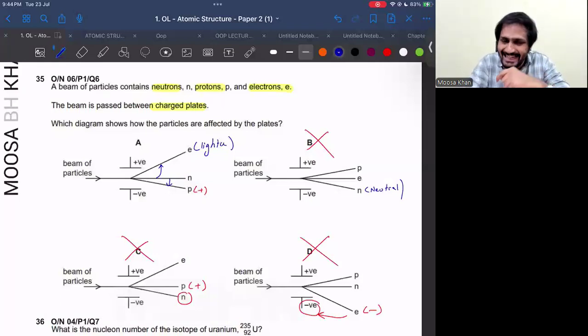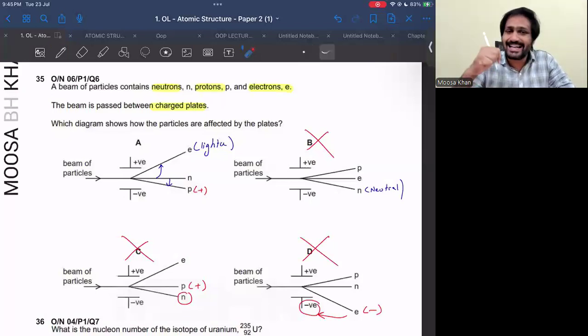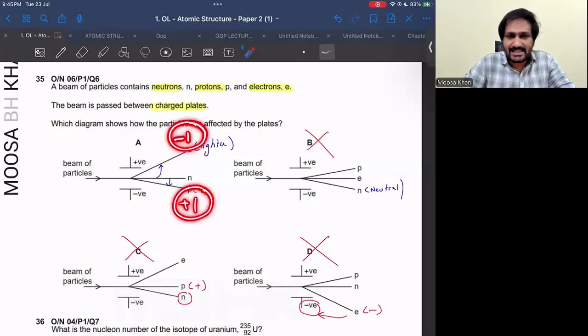So electrons being lighter, when they experience electric force while passing through the electric plates, they experience greater deflection. Because the amount of force acting upon proton and electron is equal. Why are they equal? Because electric force is due to the presence of charges. Proton has a positive 1 charge, electron has a negative 1 charge. As the magnitude of charges is similar on both protons and electrons, the electric force is the same. But electrons being lighter are deflected at larger angles.